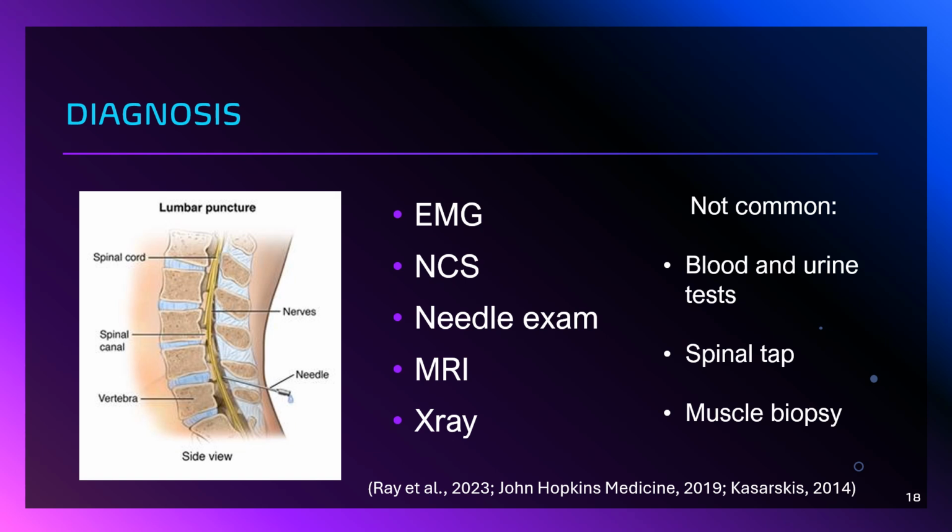And other things they can do are blood and urine tests, spinal tap, and muscle biopsies. Those are only done if the doctors and the medical specialists are like, okay, we don't really have a direct diagnosis for you, so we want to see if you have other things, and that's kind of how they rule out other ailments like muscle deficiencies that aren't due to ALS.